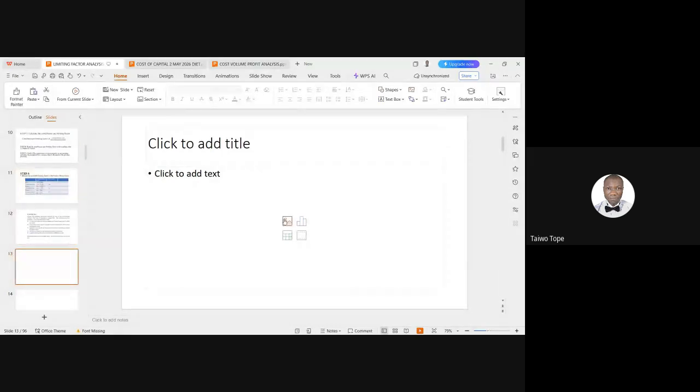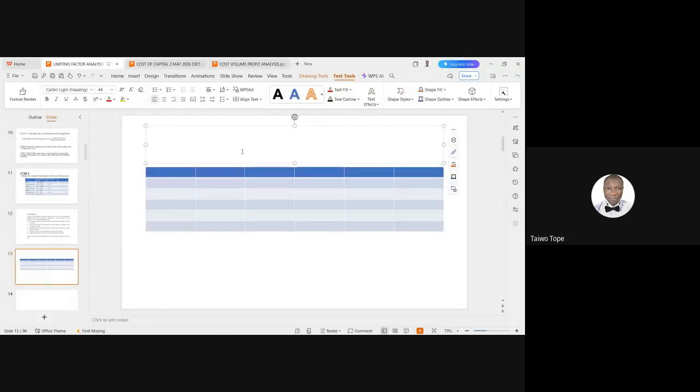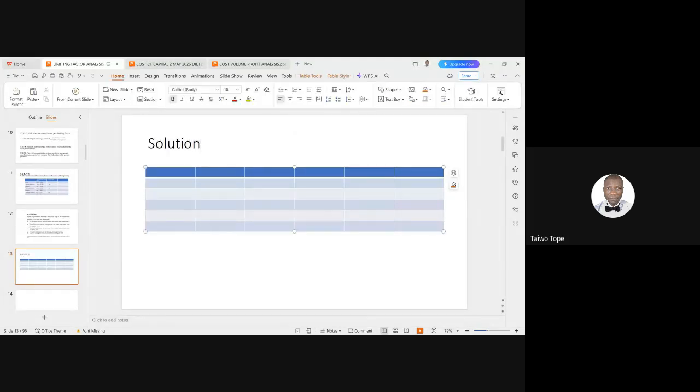So hope that is clear. Let's show it. Let us show it because we might not all be on the same page. Solution. You have two products. We want to determine our contribution per unit or per meter.